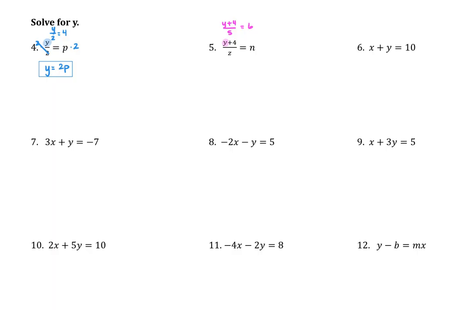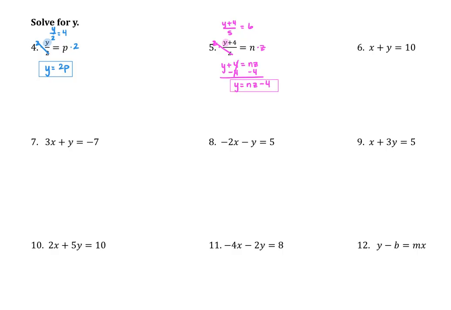Or in our literal equations case, undo the division of z. So I'm going to multiply both sides by z. That's going to give me y plus 4 equals, and remember n times z, I can just push those together to get nz. Now I can undo the addition of 4 by subtracting 4 from both sides. 4 minus 4 is 0, so I get y equals, I cannot actually do this, so I'm just going to write them side by side, nz minus 4.